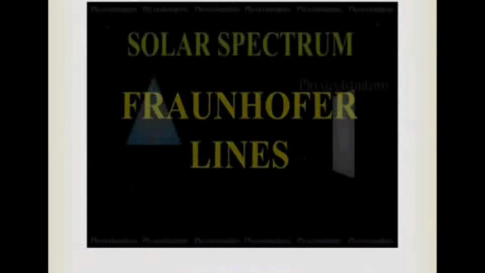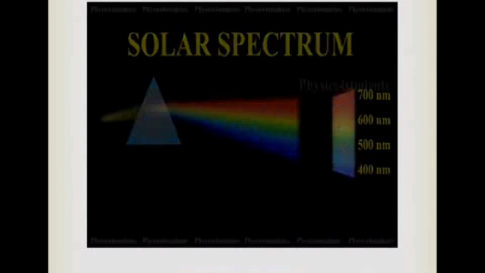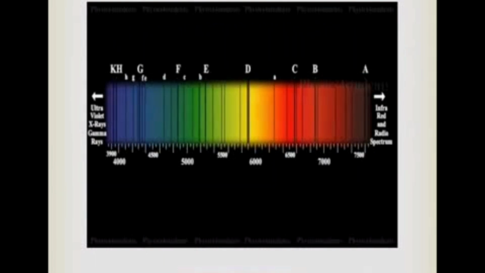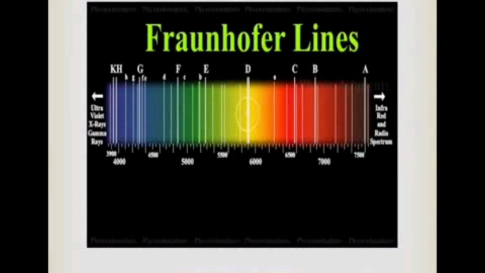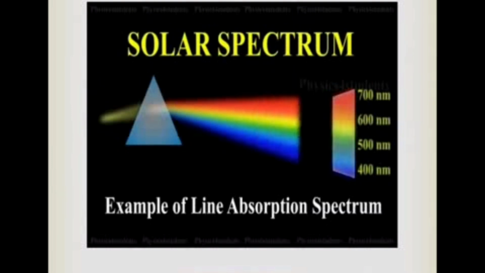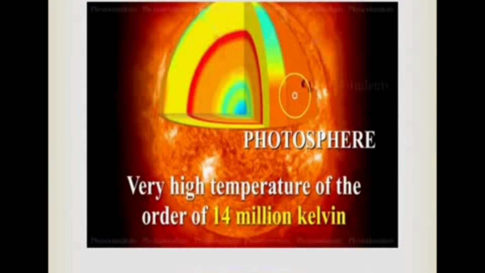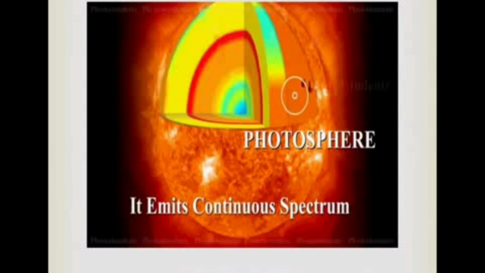Last topic, Fraunhofer lines. We have a solar spectrum. The light is passing through the prism and deviated, and a large number of dark lines appear in the spectrum. The dark lines are called Fraunhofer lines. When you examine the solar spectrum, that is, light coming from the sun, with a spectrometer, you can get a large number of dark lines. The photosphere is at a very high temperature, so it emits the continuous spectrum.